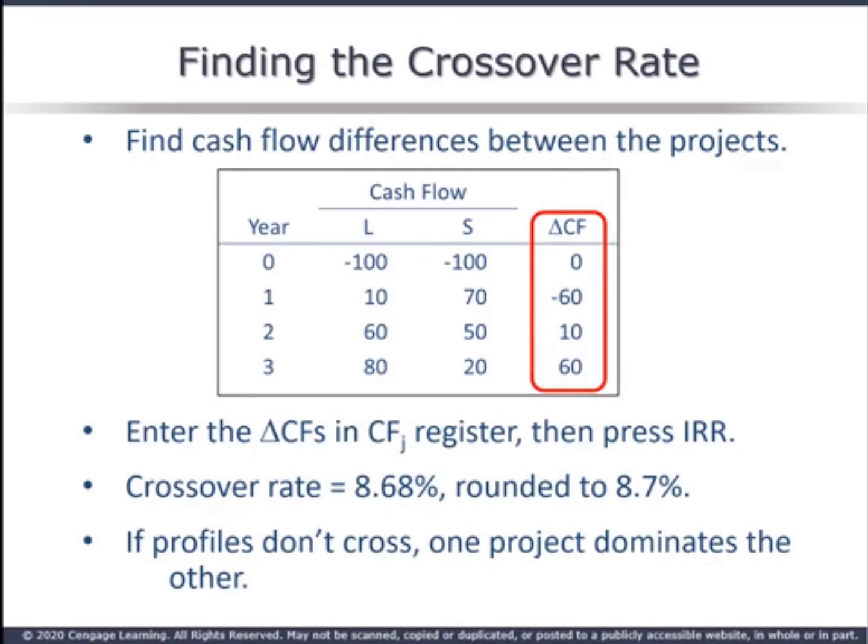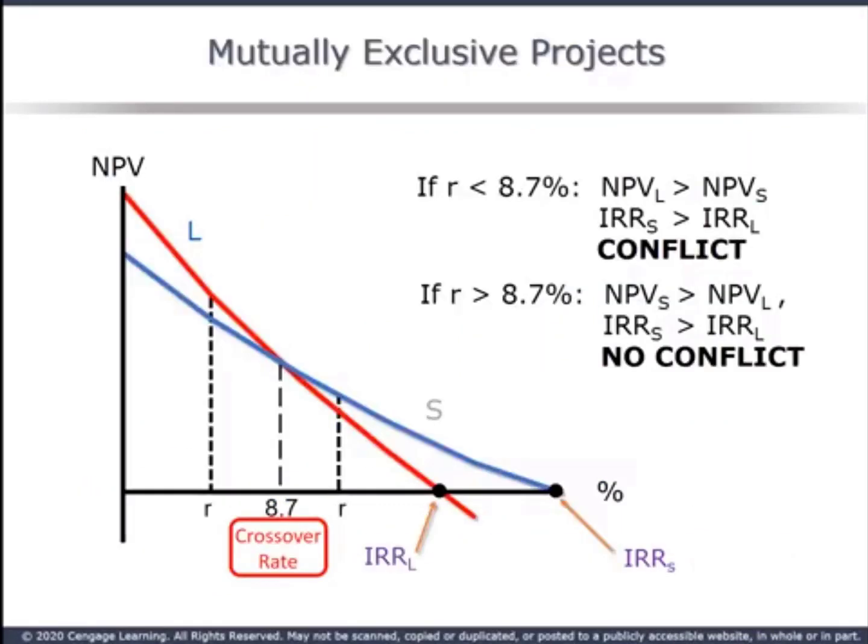To find the crossover rate, we'll use the change in cash flow column on an early slide and repeat it here. In this example, we subtracted S's cash flows from L's, but it doesn't matter which way you subtract. Enter these cash flows in the CF worksheet and solve for internal rate of return. The result is the crossover rate. If an error displays, the profiles don't cross, so there will be no conflict. Our crossover rate is 8.7%.